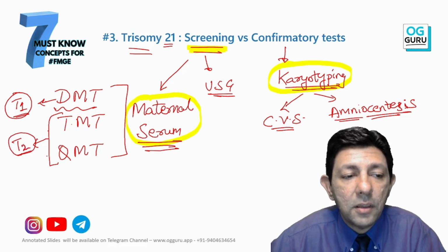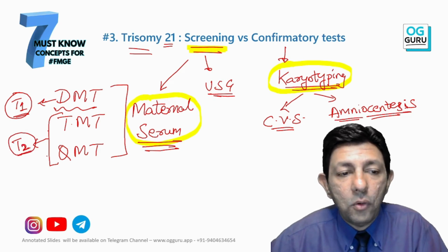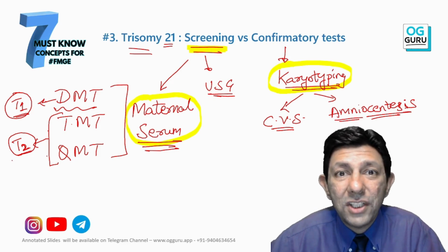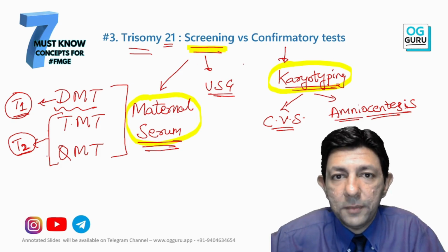Definitely a question is coming on this. Triple marker, quadruple marker, second trimester, roughly around 16-18 weeks. So please keep this in mind. Don't confuse the two tests, screening test versus confirmatory test.